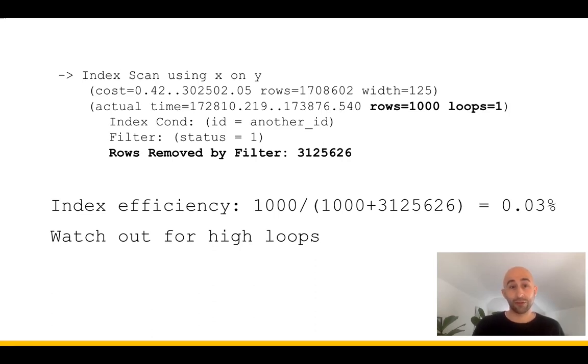So in this case, we've got rows removed by filter 3 million, or even if that number's low, but the loops number's high, look out for that as well.